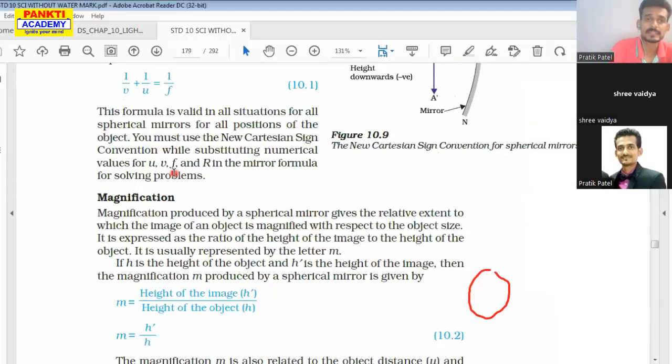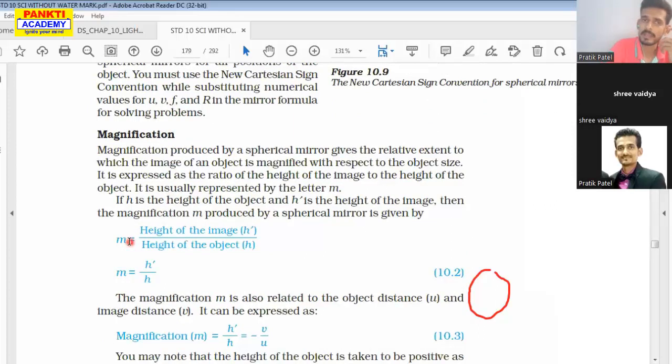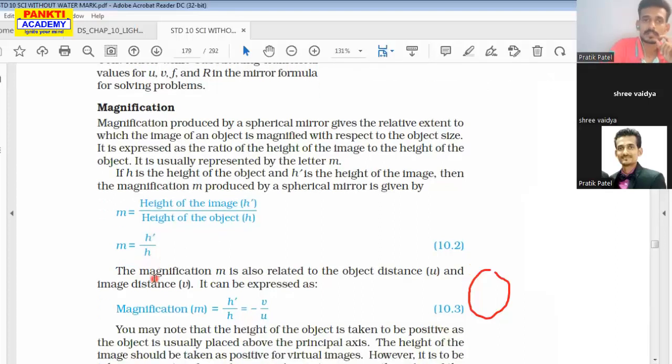And magnification, right? The ratio of the height of the image upon the height of the object is called magnification. M is equal to height of image upon height of object, so H dash upon H, simple way. Another, we have object distance also in a ratio. Magnification M is equal to H dash upon H is equal to minus V by U. We have these two formulas. These two formulas are important for some of this chapter.